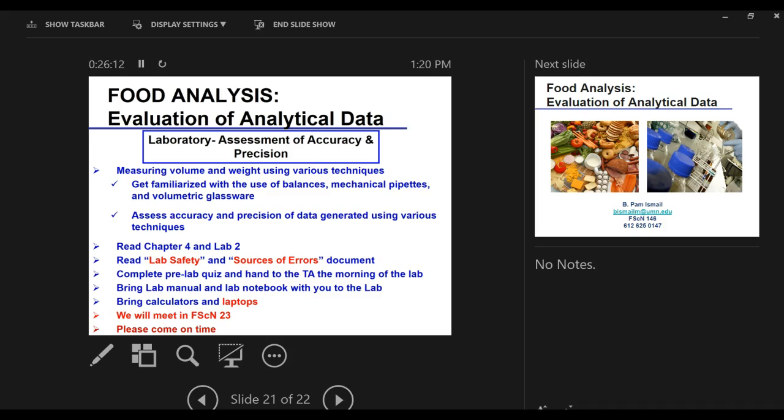We're going to go over lab safety and sources of errors in the lab, so make sure you read those documents. They're on Canvas. There will be a pre-lab quiz as always. Make sure you complete that. Bring your lab manual and lab notebook with you to the lab. Anytime I can come up and check your lab notebook.